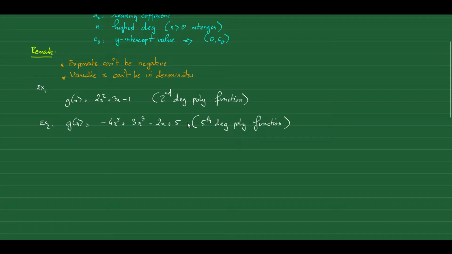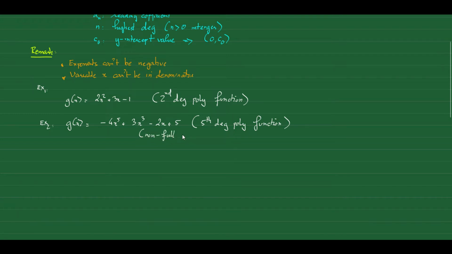This is a 5th degree polynomial function. Usually if we have a 6th degree polynomial function and it's full, then it contains 6 terms. But if you look at this, you see that we don't have the 4th degree term, and we don't have the 2nd degree term. So we're missing 2 terms. So this one is non-full.